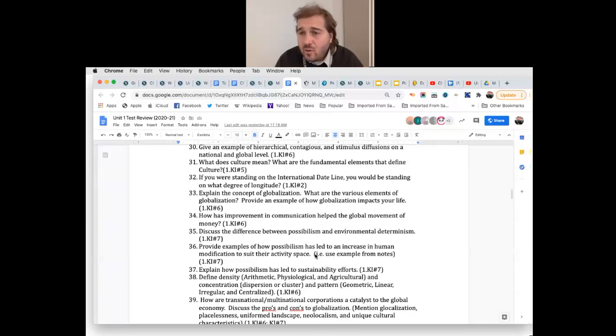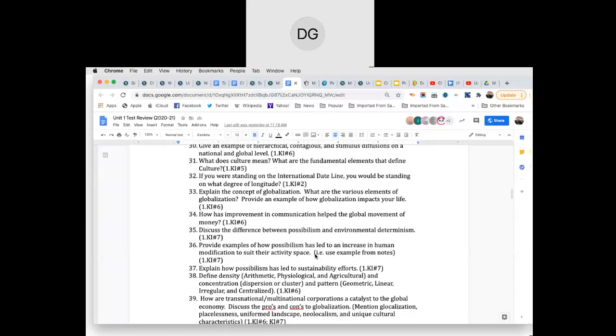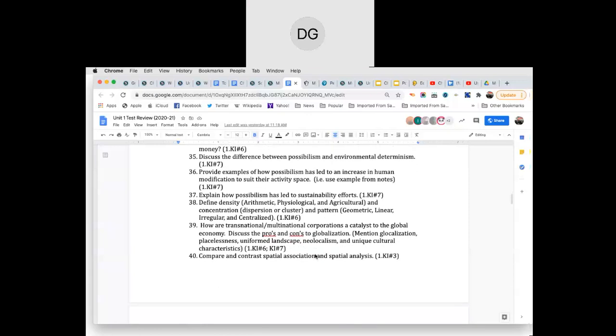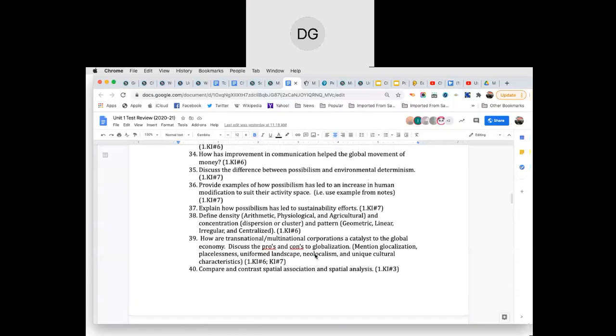Other questions? How can you differentiate arithmetic, physiological, and agricultural density? Arithmetic is people per total land, physiological is people per arable land, and agricultural density is farmers per arable land.